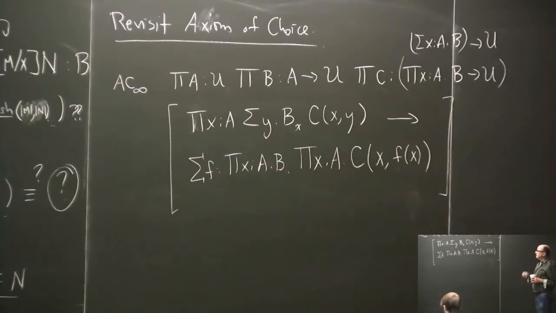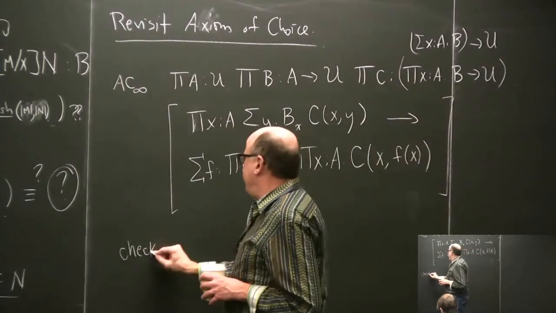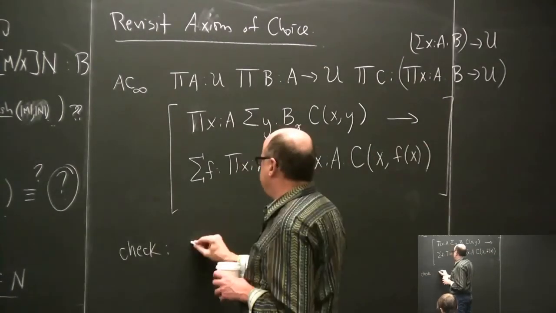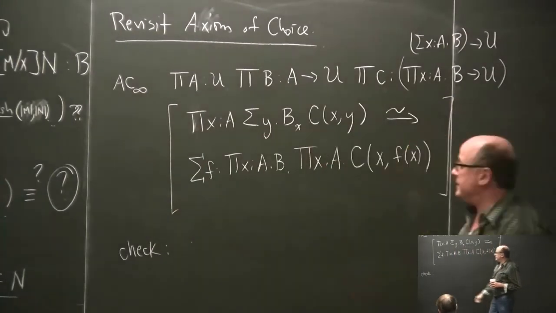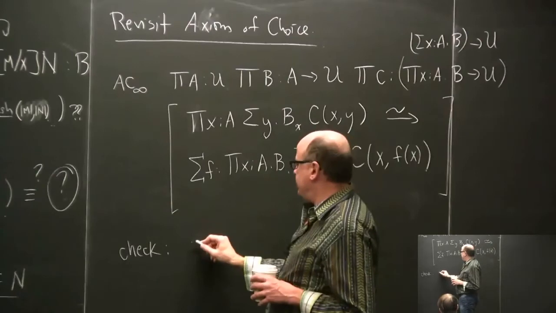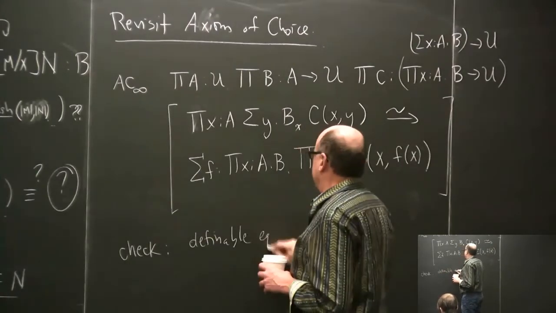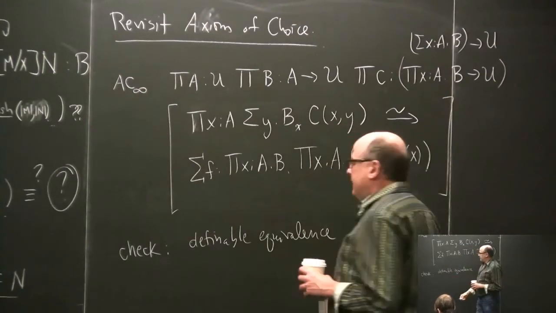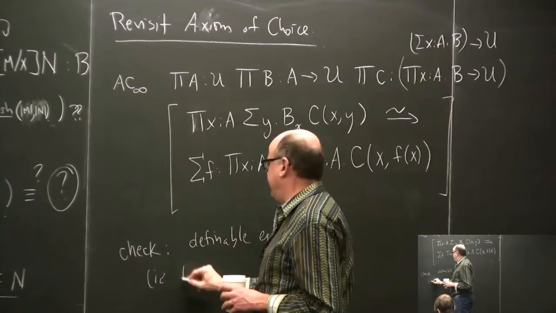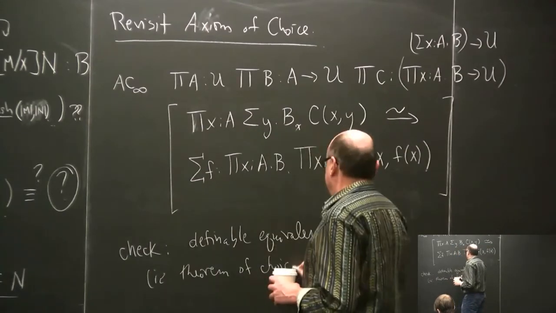Okay, so that's what we did. And you can check, in fact, that this is an equivalence. It's a definable equivalence. You can write this thing down. In other words, what I want to say is this: it's not an axiom, it's a theorem. That is, it's the theorem of choice. In other words, what we have is the theorem of choice.